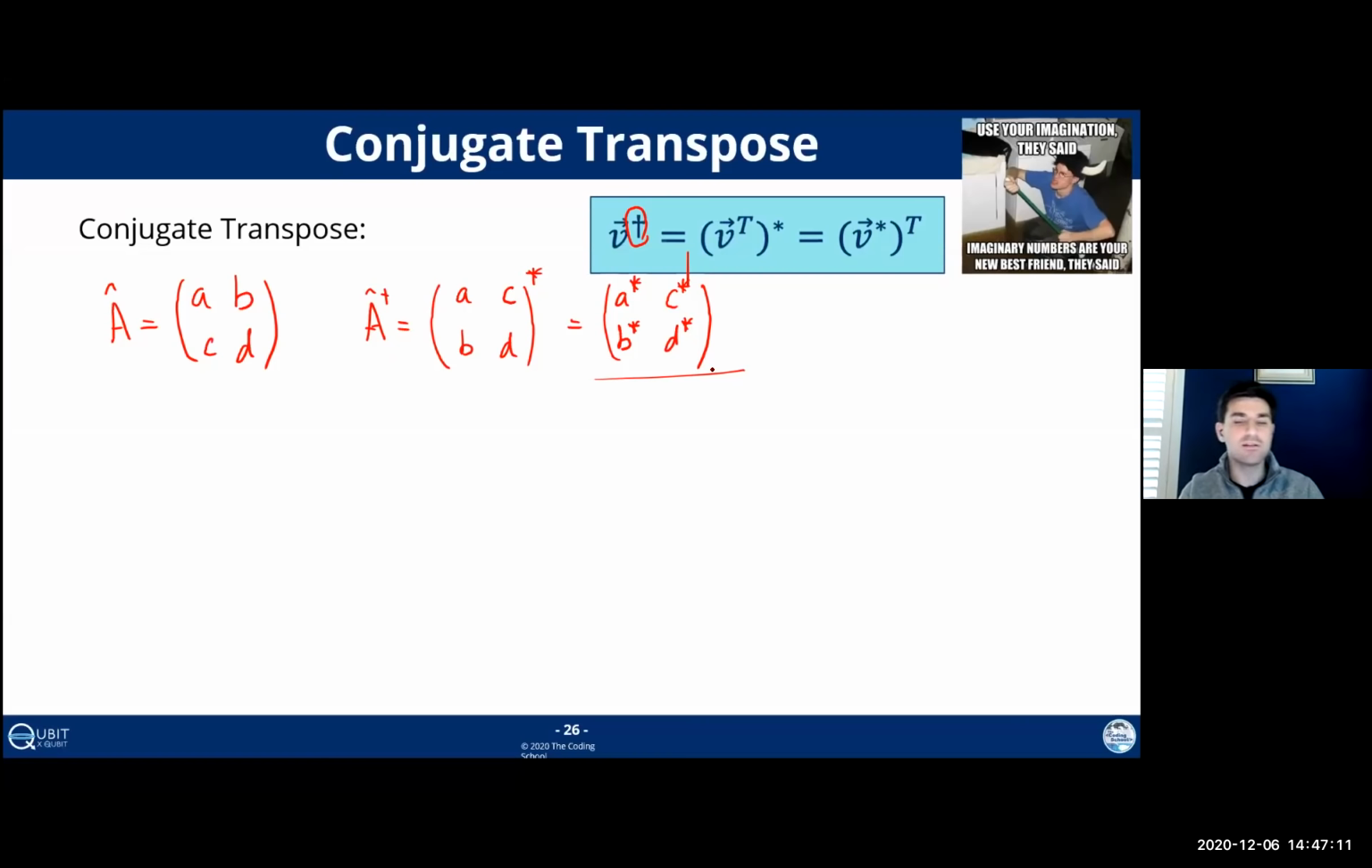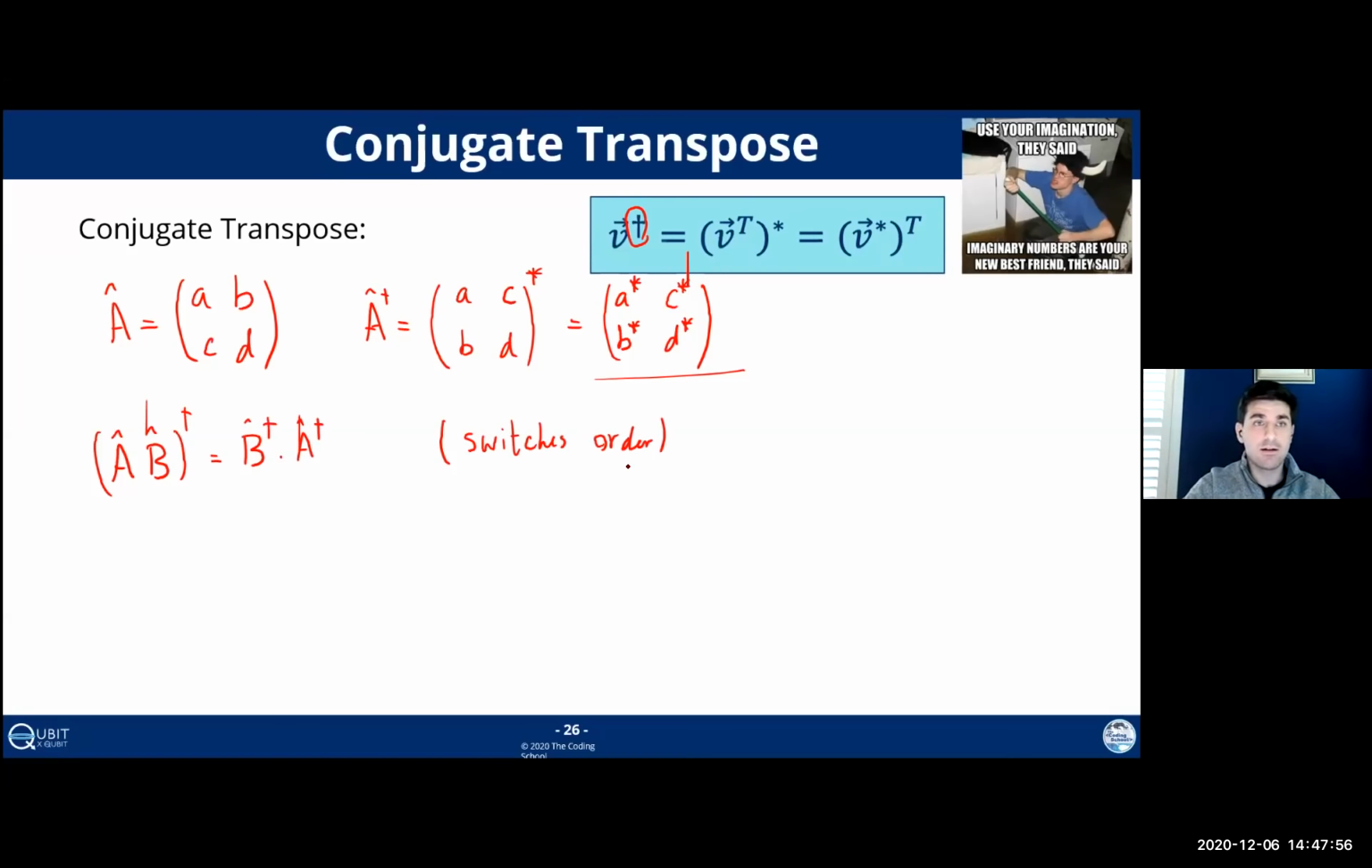Now there are some neat properties that I'm not going to prove here mathematically, but for example, if we have A times B, where A and B are both operators, and I take the conjugate transpose of this, AB dagger, the dagger will apply to each of them individually and it'll switch the order. So then I will have B dagger times A dagger. It switches order.